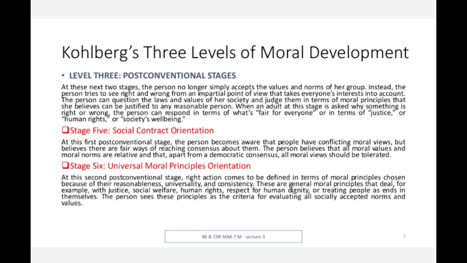Stage 5, social contract orientation. At this first post-conventional stage, the person becomes aware that people have conflicting moral views, but believes there are fair ways of reaching consensus about them.